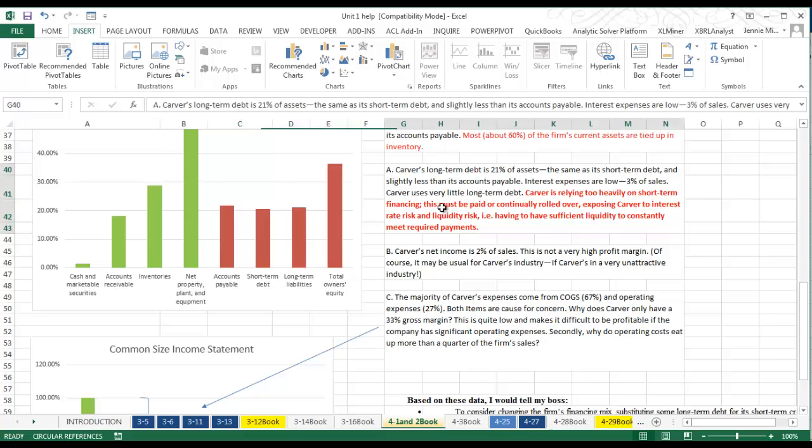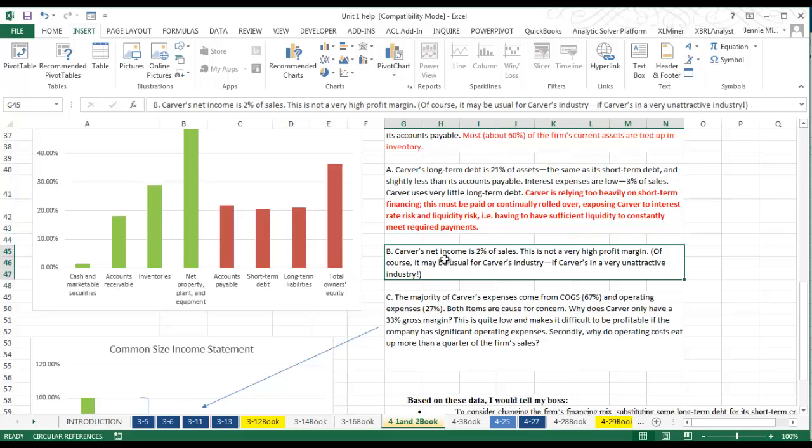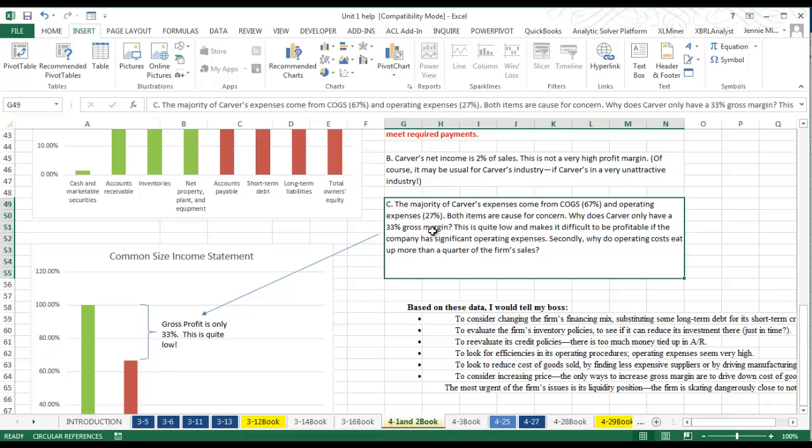And so then when we're starting to look at Part A, they're really relying too heavily on short-term financing. It makes them susceptible to rate risk and liquidity risk, which can lead to default. They have net income to sales of only 2% for Part B. That's not a very high profit margin for any industry. And then cost of goods sold, we see, is 67% of our revenue. That's a really high cost of goods sold, and that's a real concern. They can't do a lot with the 33% gross margin. It's hard to do anything in any industry.